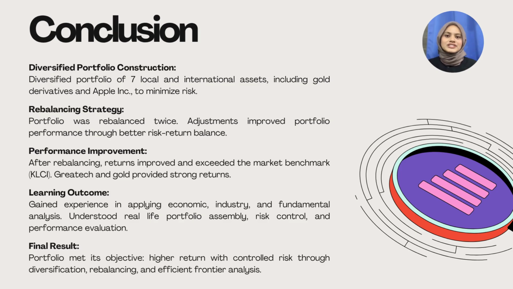To conclude, our project team successfully constructed a diversified investment portfolio starting with RM500,000 capital. We selected 7 assets from different industries, including a derivative, Gold, and an international stock, Apple, to balance risk and return. We conducted 2 rounds of rebalancing. Each rebalance was done by removing underperforming assets and including more stable or high return alternatives like MISC Berhad and Gold.